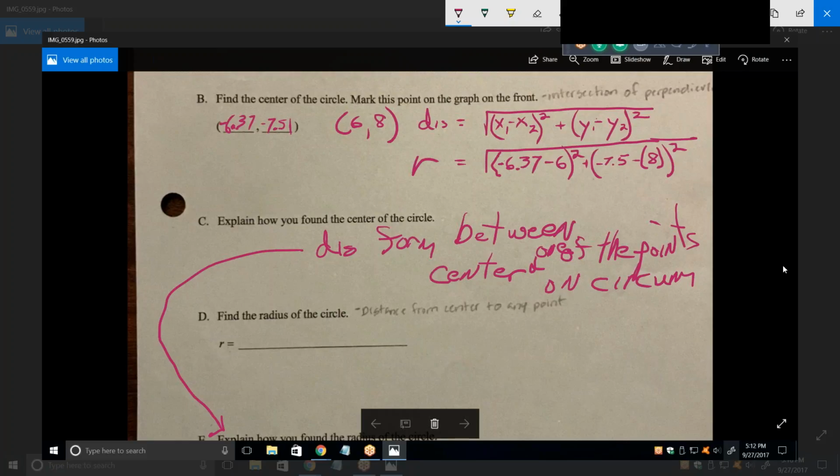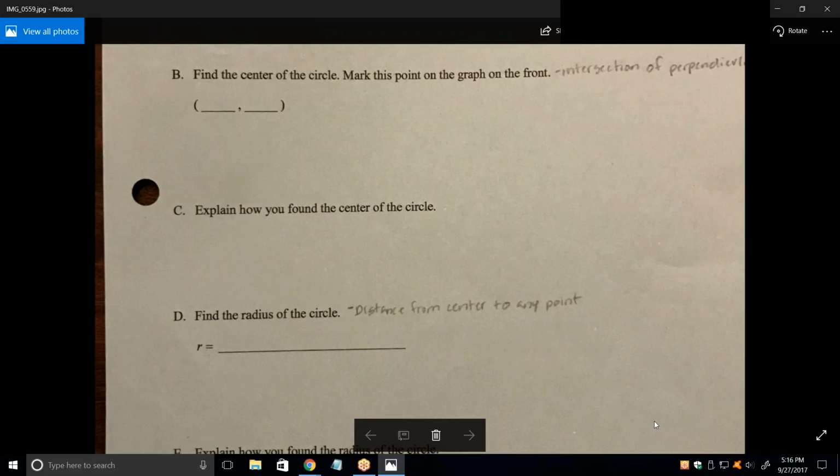I verbally gave you the explanation as to how to find the center using the distance formula, and then find the radius, which we did. This is the radius. I had it written in the wrong spot also. No, you're fine. I wrote it in the right spot. Okay, we're good there. Let's go to what they're wanting next.